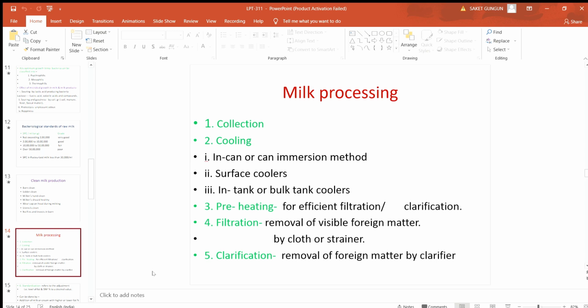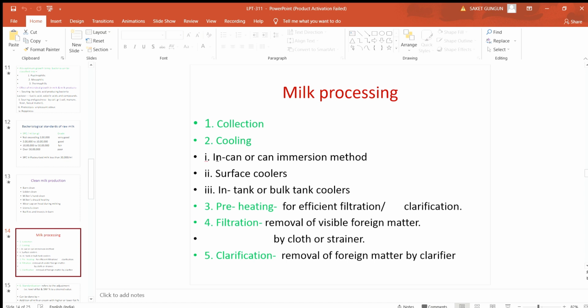Milk processing. Today we will discuss the steps of milk processing. First we will do collection of milk. During collection of milk, a platform test will be done. For this, sampling of milk will be done. After that, cooling of milk will be done.